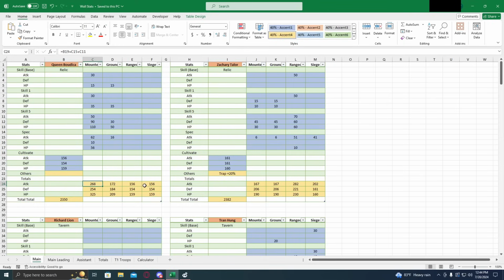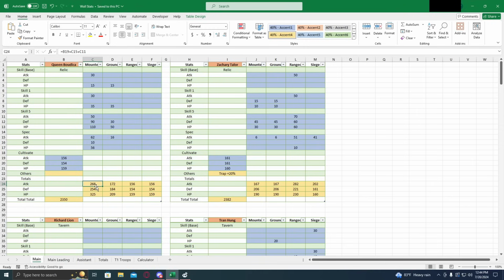Now, these are the totals for each of the categories: mounted, ground, ranged, and siege, and what they give for each buff. Now, this is the total across the board, which when we're looking at a defensive general, it might be worth considering, considering that every troop type is going to be used in your defense and is going to play its own role.